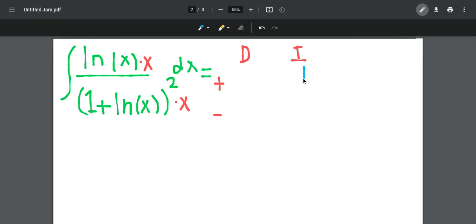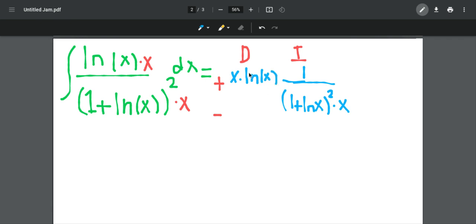Now I'm going to integrate 1 over 1 plus natural log of x, squared, times x. So I'm going to integrate 1 over 1 plus natural log of x, then squared, then multiplied by x. And I'm going to differentiate x times ln x.